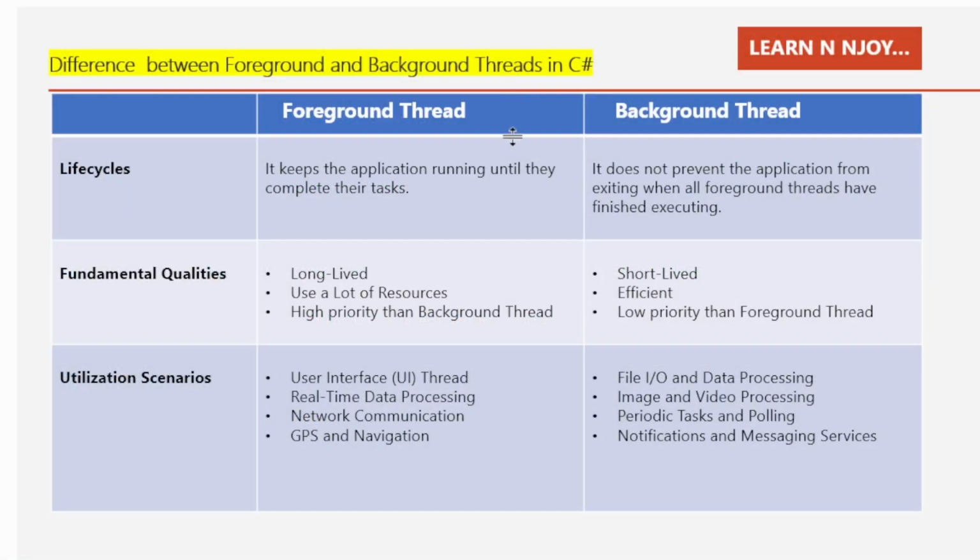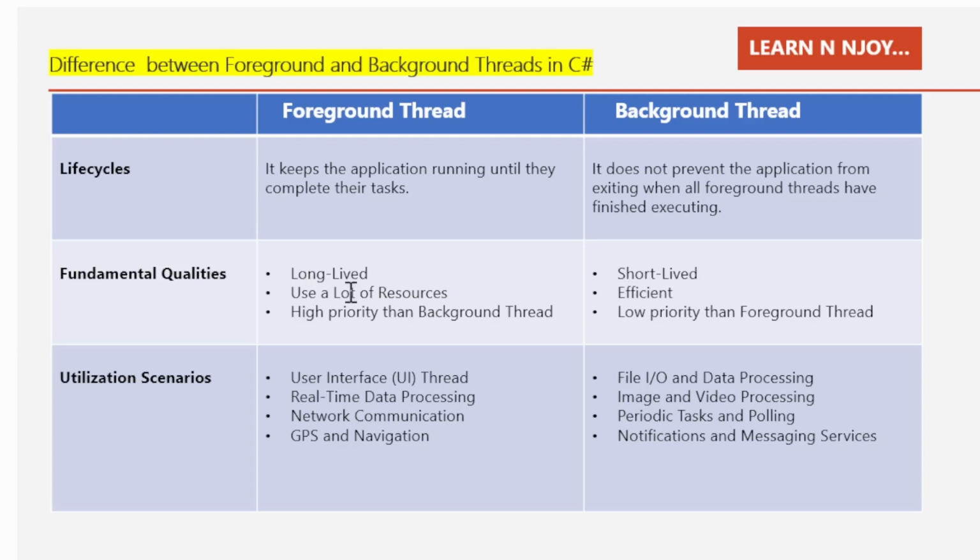Okay, so let's summarize the key differences between foreground and background threads. Life cycle. When we talk about the life cycle of foreground and background threads, foreground threads keep the application running until they complete their task, whereas background threads do not prevent the application from exiting when all foreground threads have finished executing.